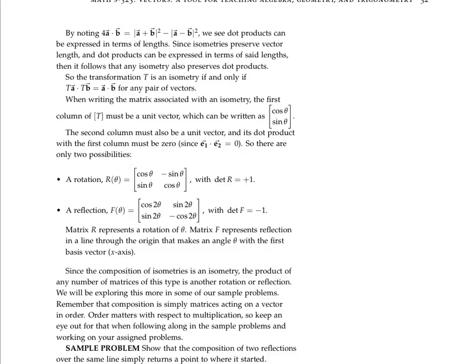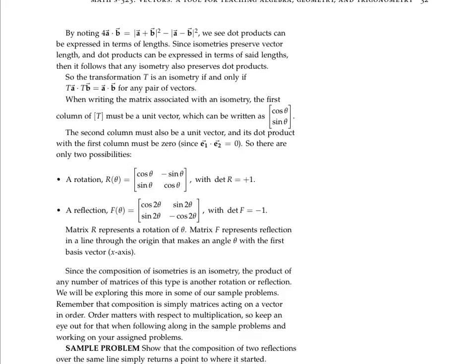Since isometries preserve vector length and dot products can be expressed in terms of said lengths, that means that isometries also preserve dot products. You may be a little suspicious of this particular equality, but try to expand this side. You know that the length squared of a plus b is just a plus b dotted with itself, and the length squared of a minus b is a minus b dotted with itself. And so see if you can simplify down the right-hand side to equal the left-hand side by expanding it first and then canceling out like terms.